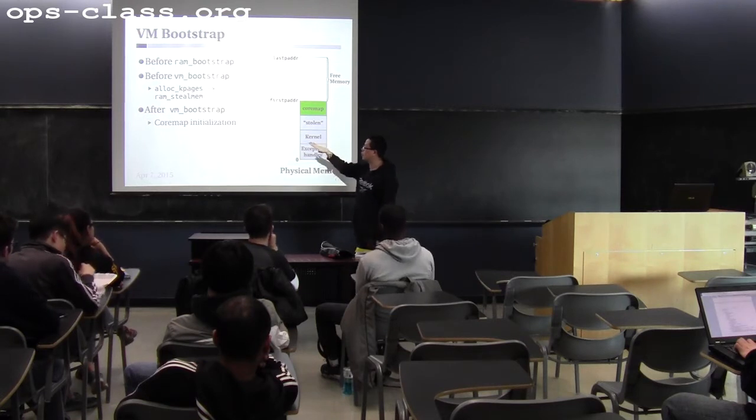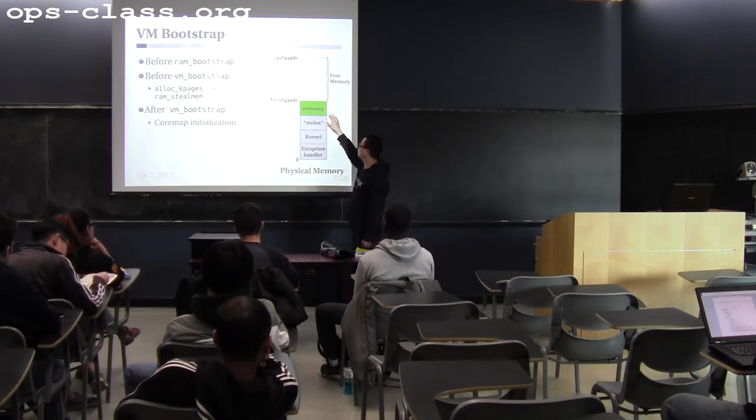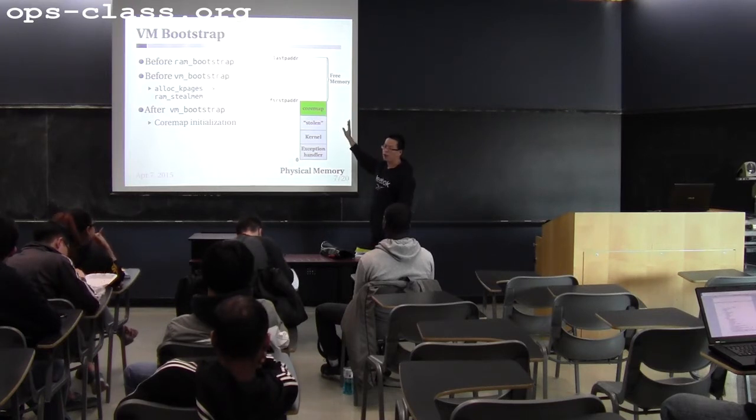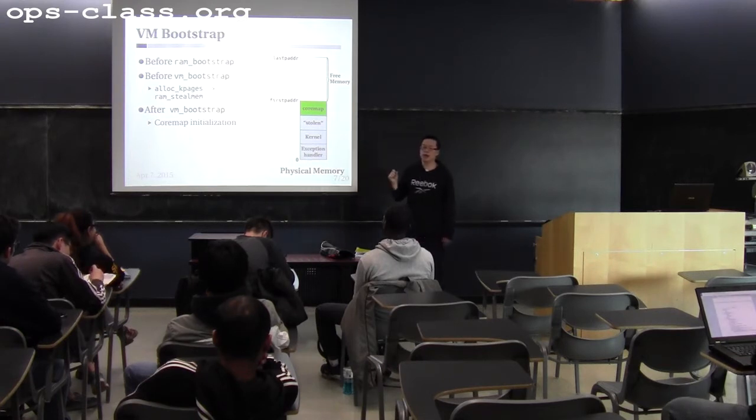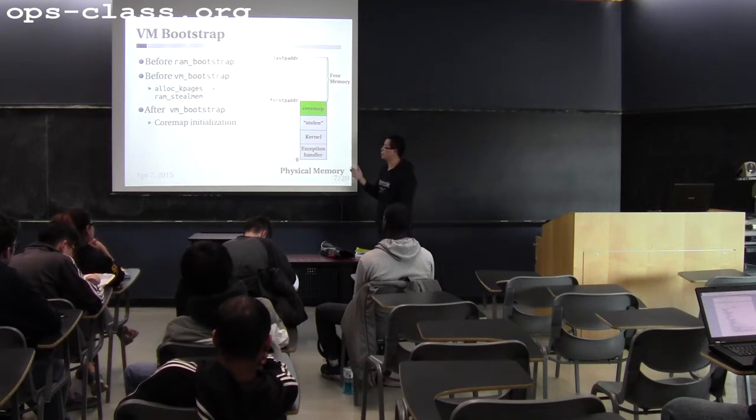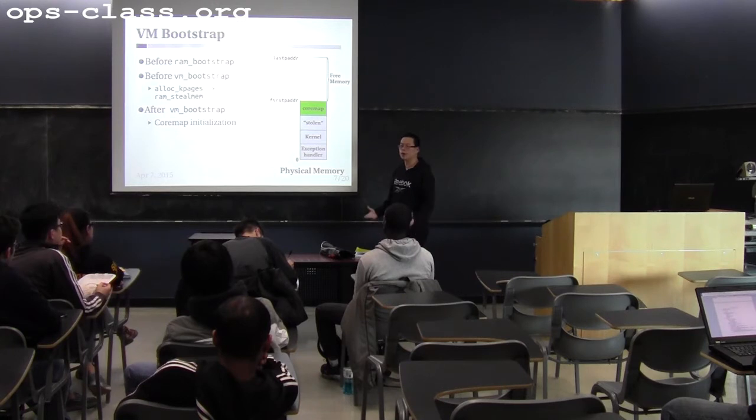So inside VM bootstrap, you will allocate this coremap data structure and you will initialize this structure. And from that on, alloc_kpages is supposed to stop calling ram_stealmem. Instead, it should call your own allocation function, which consults the coremap data structure to figure out what the available physical pages are for me to allocate.